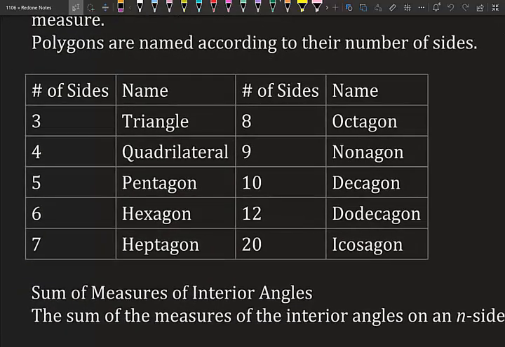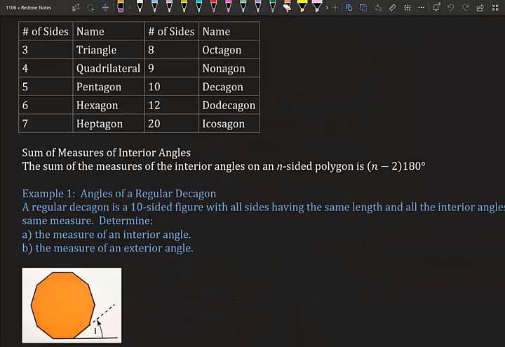Polygons are named according to their number of sides. So 3 sides, triangle; 4 sides, quadrilateral; 5, pentagon; 6, hexagon; 7, heptagon; 8, octagon; 9, nonagon; 10, decagon; 12, dodecagon; and 20, icosagon.